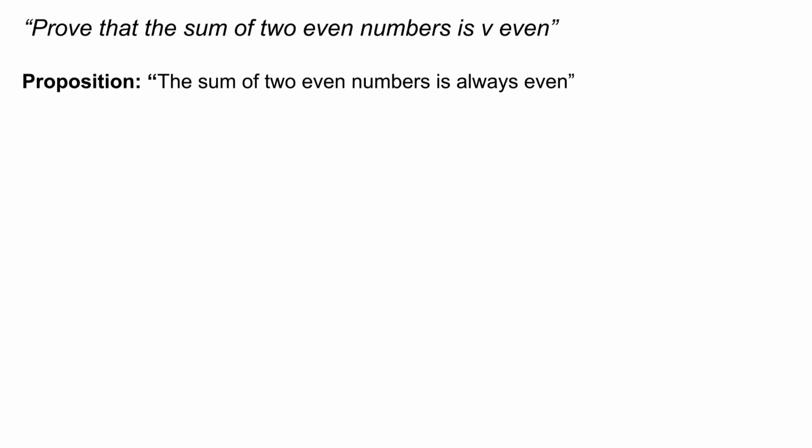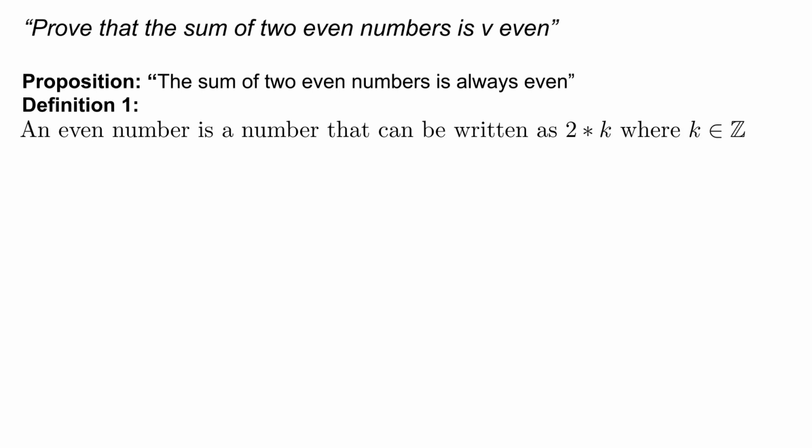After the proposition or statement, we can list the definitions or axioms we're going to use in our proof. This is not always needed, but it's useful to both the reader and the writer, especially when you're first starting out and you often confuse statements which have to be proven and definitions. In this case, the definition of an even number will come in handy. Definition 1: An even number is a number that can be written as 2 times k, where k is an element in the set of integers.